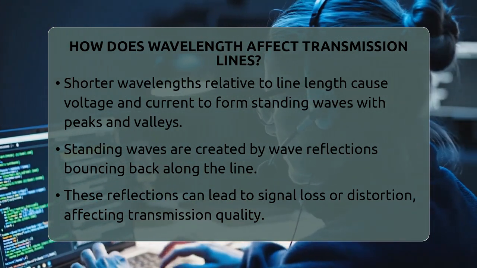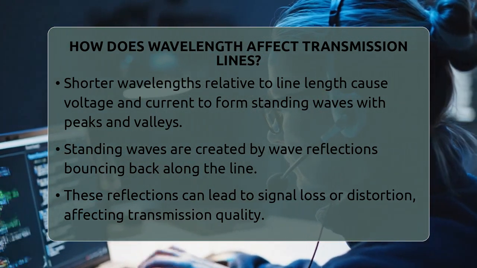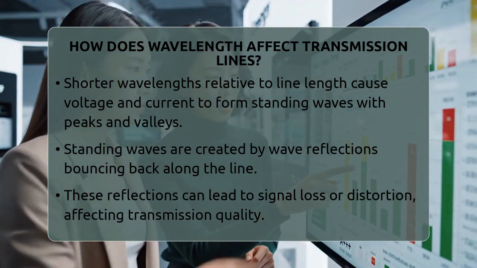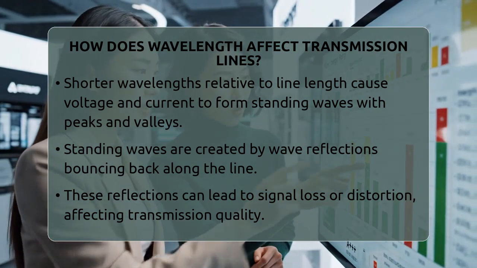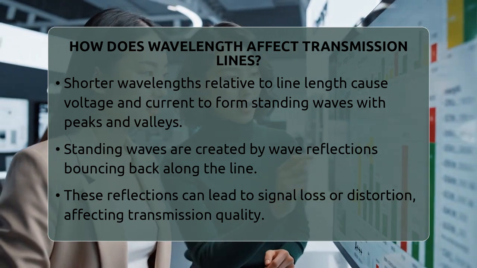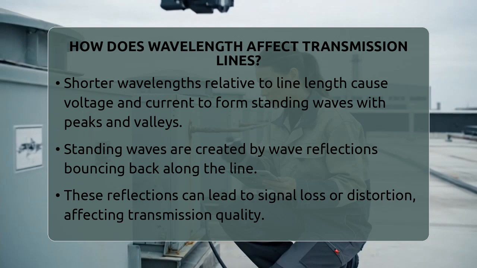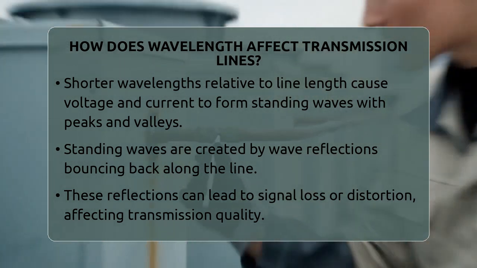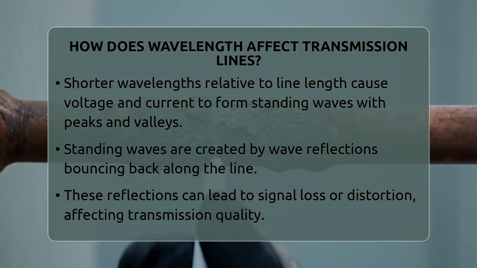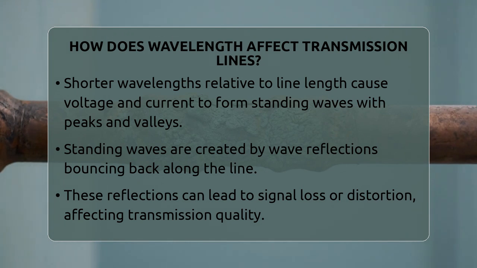Voltage and current no longer stay uniform along the line. Instead, they form standing waves with peaks and valleys. These are caused by the wave bouncing back and forth, creating reflections. This can lead to signal loss or distortion. The line then behaves more like a waveguide, with energy traveling in specific patterns.